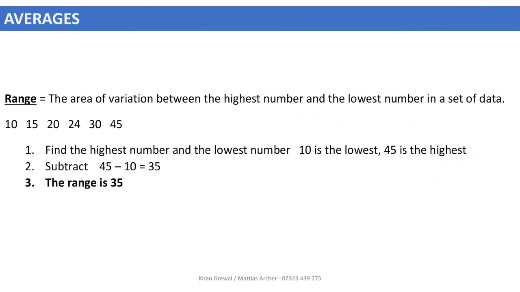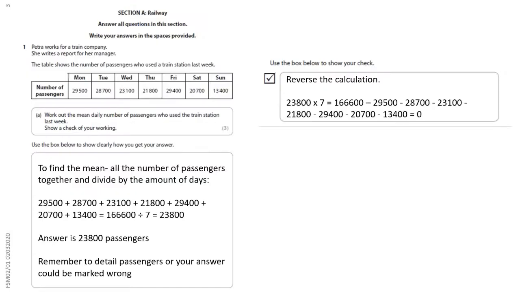Another one you'll come across is the range, and this is the area of variation between the highest and lowest numbers in the set of data. So if we look at this number set that we have here, we have 10, 15, 20, 24, 30 and 45. To find the range, we take the highest number and the lowest number, 10 being the lowest, 45 being the highest. Subtract 10 from 45 equals 35, therefore our range will be 35. And as I was saying, as we're going through all this, if you wish to take photographs of the screens with the answers on, please feel free to do so, because you can use these as a revision tool.